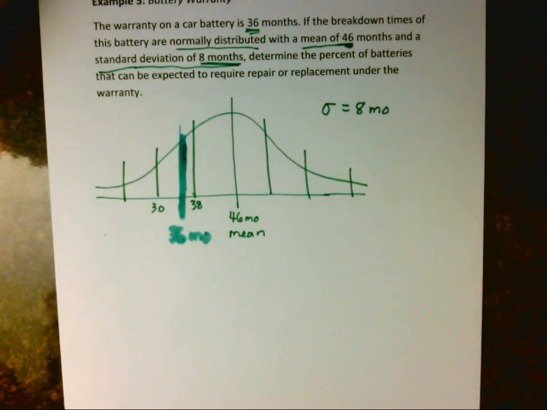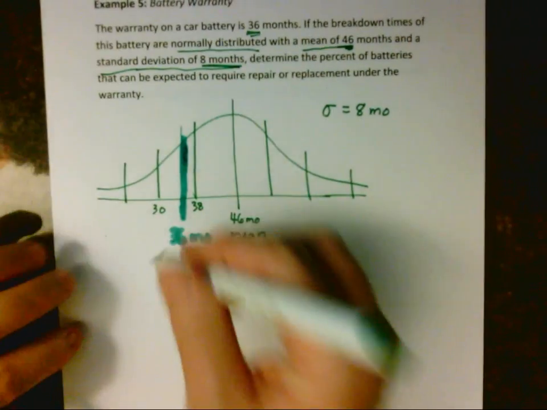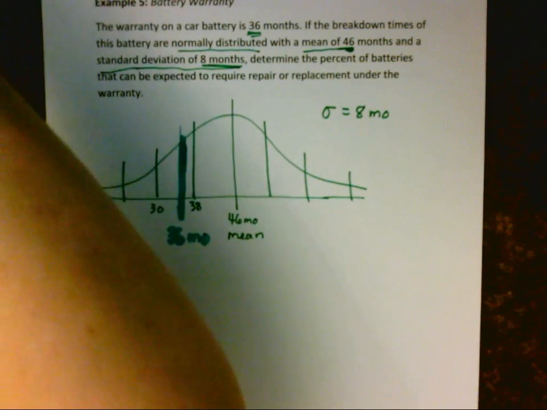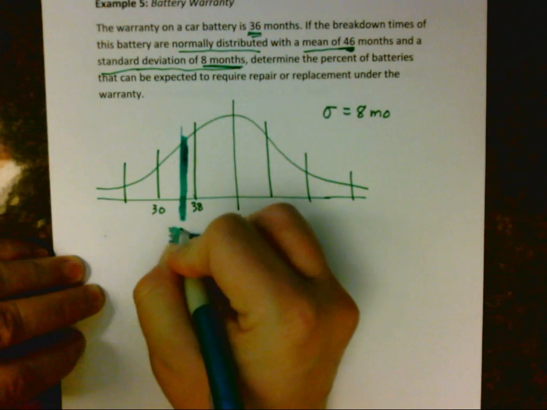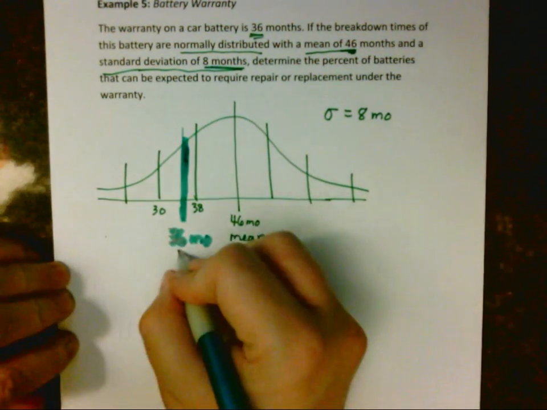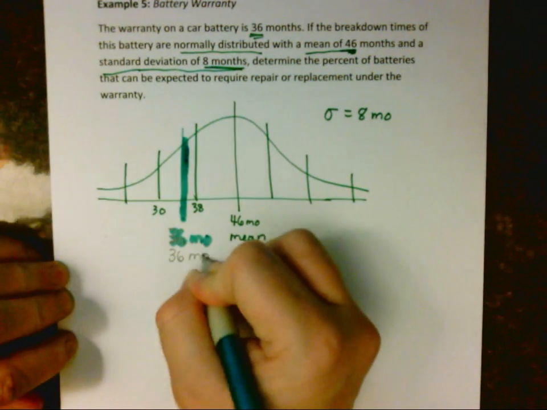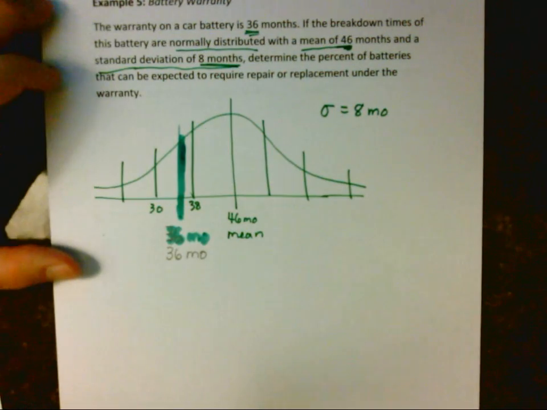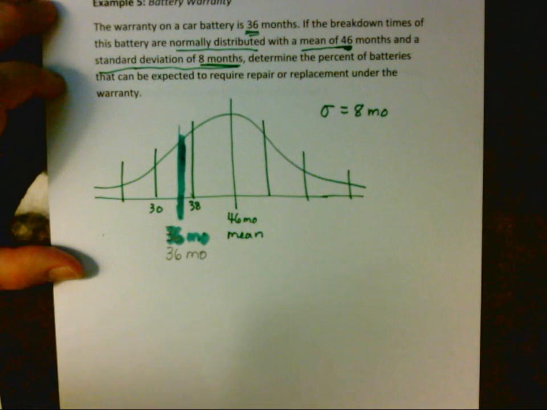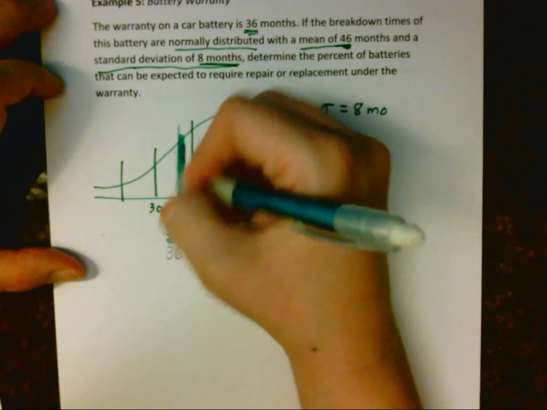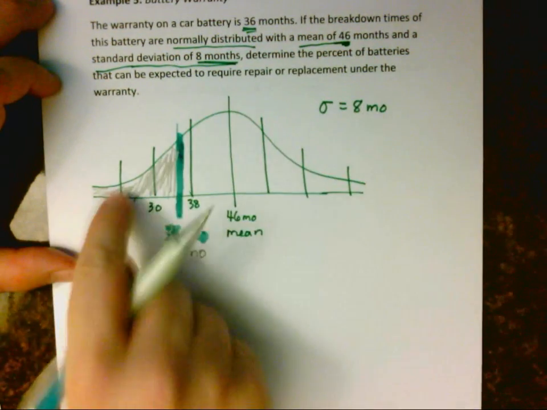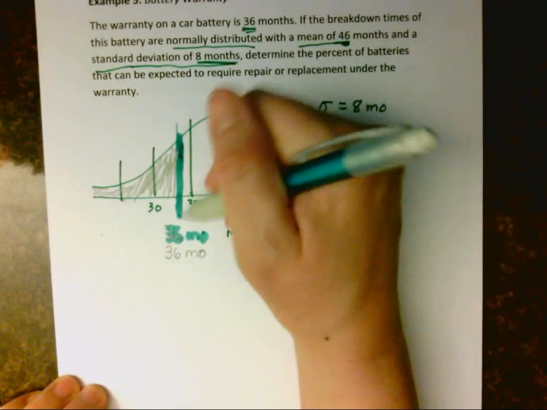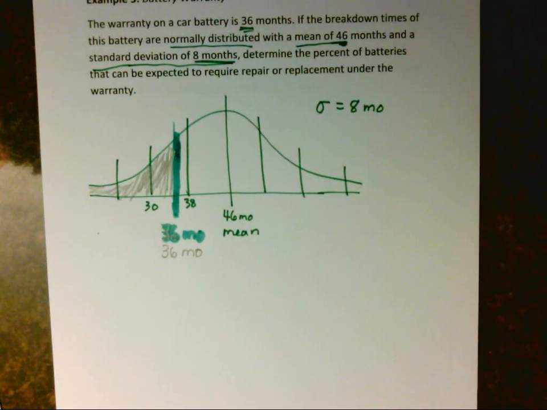That didn't write very neatly. Sorry about that. Let's see if I have a way to fix that. No, that's not going to be it. 36. Okay, 36 months. There we go. And the question is, what percent can be expected to require repair or replacement under the warranty? So if they break down before that, or up to that, this is the region we want to know about. What percent of the batteries break down before the cutoff point? After that, you've got to pay for your own battery, okay?